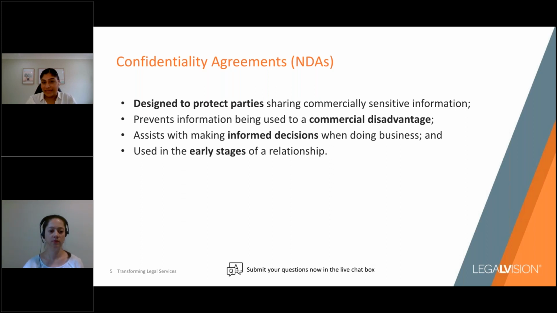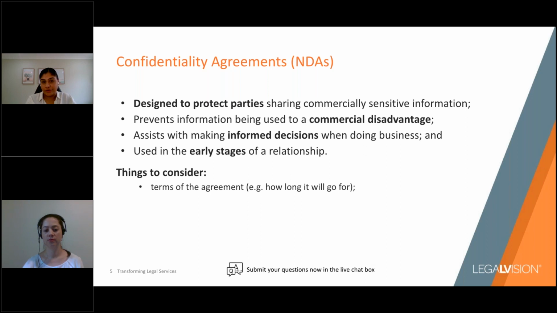Having your own NDA means that you can decide the terms on which you're disclosing or receiving confidential information. It allows you to be in a bit more control of that relationship. And it's also really good to have your own template for time-sensitive matters.